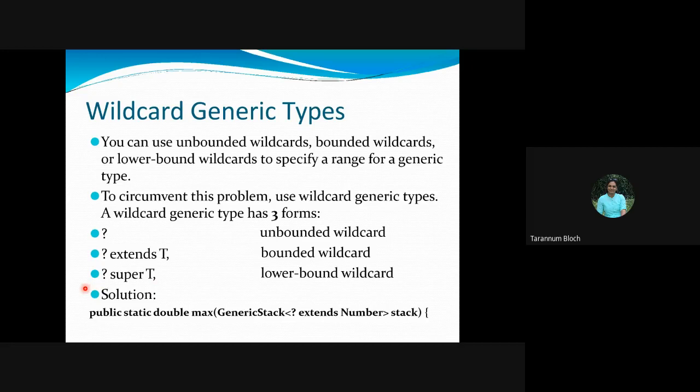You can go with question mark super T. So in such cases, when we are using the wildcard generic type, our signature will be something like this. We'll use public static because the generic method should always be static. So we are writing public static double max.